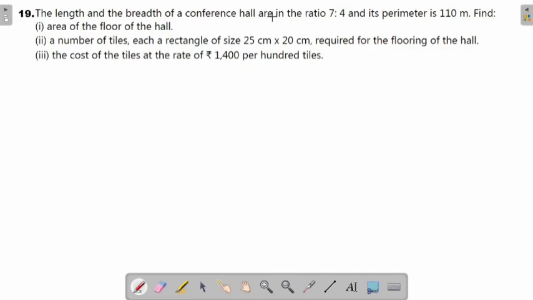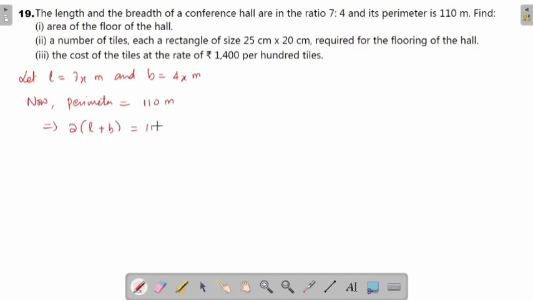So first and foremost, length and breadth are given in the ratio 7:4. So we will assume that let length is equals to 7x. Okay, and it's given in meter, right? So meter, and let me take breadth to be equals to 4x meter. Okay, now what is given? Perimeter is given. So perimeter is given to be 110 meter, right? So you know perimeter formula is 2 into L plus B for a rectangle. So it becomes this much.